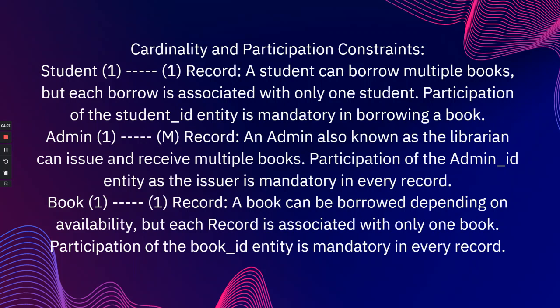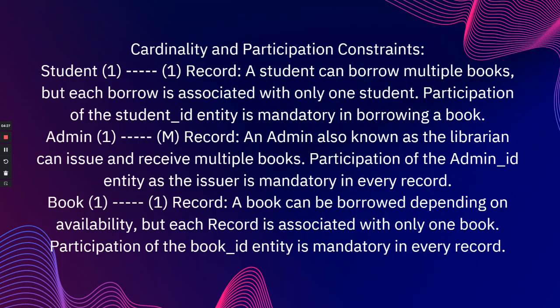The relationship of admin and record is 1 to many. An admin, also known as the librarian, can issue and receive multiple books. Participation of the admin ID entity as the issuer is mandatory in every record.